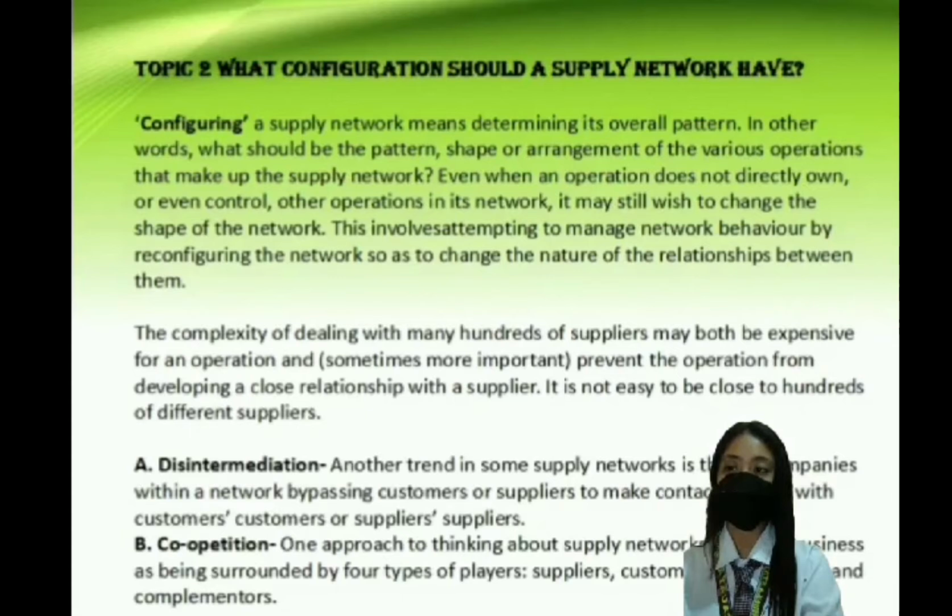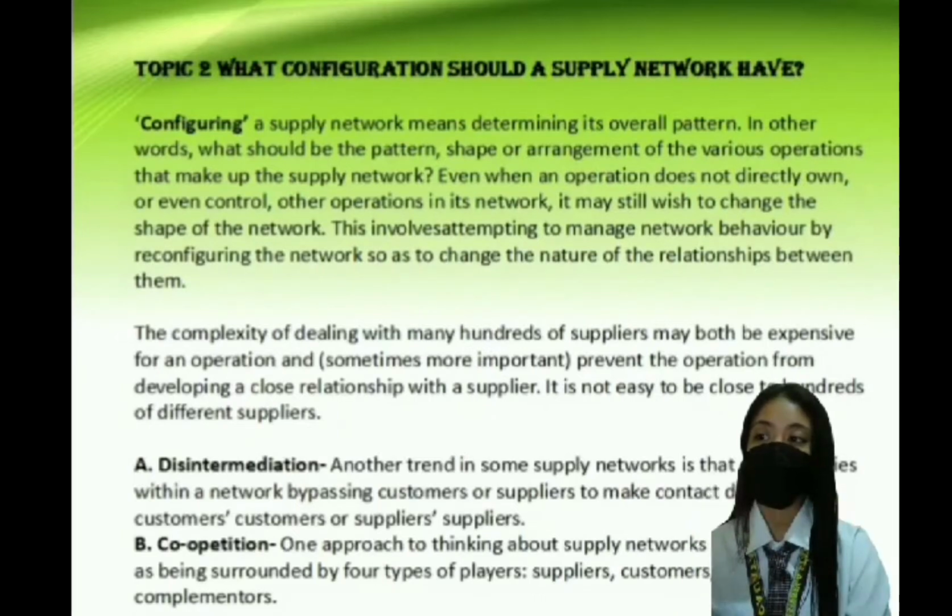The complexity of dealing with many hundreds of suppliers may both be expensive for an operation and, sometimes more important, prevent the operation from developing a close relationship with the supplier. It is not easy to be close to hundreds of different suppliers. Letter A. Disintermediation. Another trend in some supply networks is that of companies within a network bypassing customers or suppliers to make contact directly with customers' customers or suppliers' suppliers.